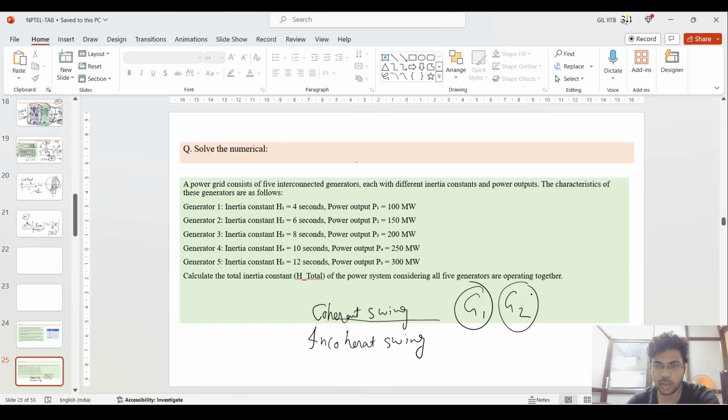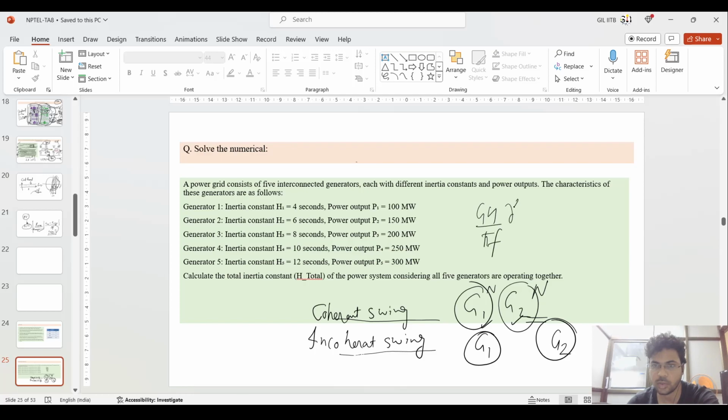Coherent swing is such that if there are two generators, they are operating at a certain speed. So generator 1 should follow the dynamics of generator 2, and generator 2 follows the dynamics of generator 1. But that is not the case with incoherent swinging. Generator 1 can operate by its own dynamics. It should not affect generator 2's dynamics.